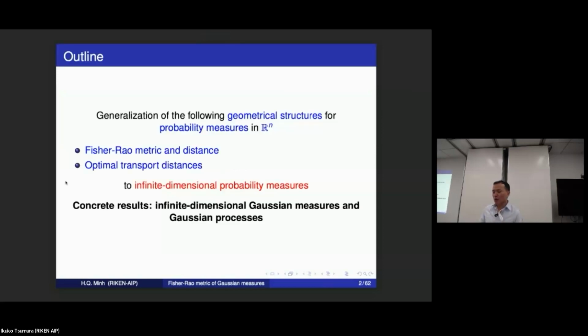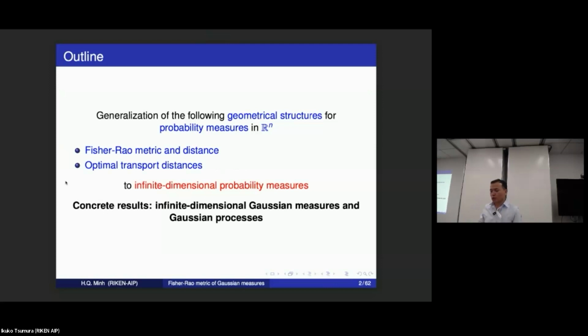In the talk, I will be talking about the generalization of the following geometrical structures for probability measures on Rn, including the Fisher-Rao metric and distance, which is a central topic in information geometry, and optimal transport distances, to infinite dimensional probability measures. The results are on the infinite dimensional Gaussian measures and Gaussian processes.